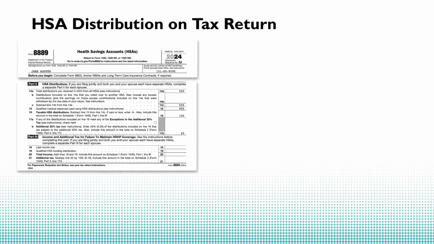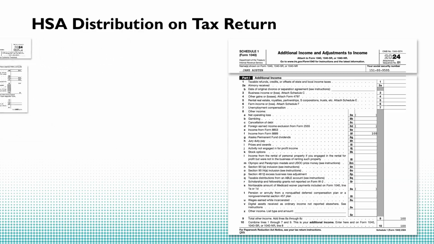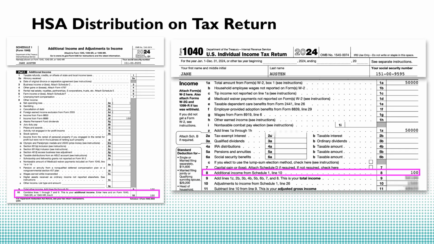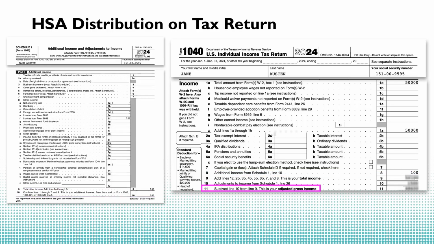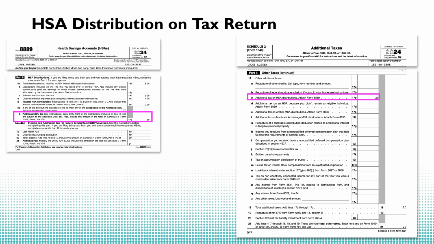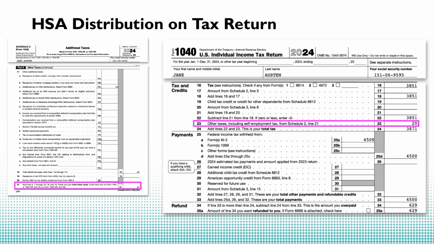Here's how it all flows through her tax return. The $100 of extra income goes on Schedule 1, Part 1, line 8F. From there, it carries to line 8 of her 1040, which increases her adjusted gross income. The $20 penalty goes on Schedule 2, Part 2, line 17C, and then to line 23 of her Form 1040 as an additional tax.